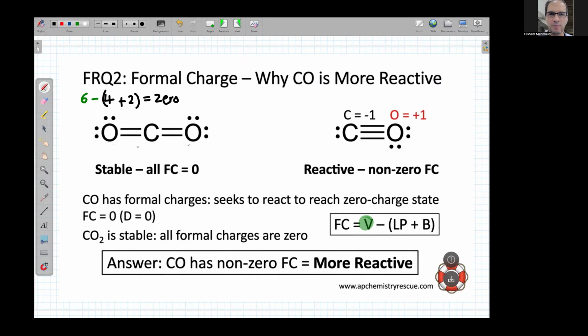For the carbon, it has 4 valency minus no lone pairs plus 1, 2, 3, 4. So 4 bonds, that's equal to 0 also. And the other oxygen is like the left one, 6 minus 4 plus 2, that's equal to 0. So all formal charges here are equal to 0. This means that carbon dioxide is a very stable compound.